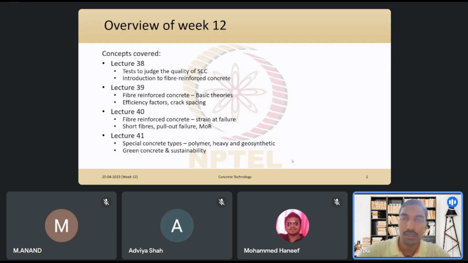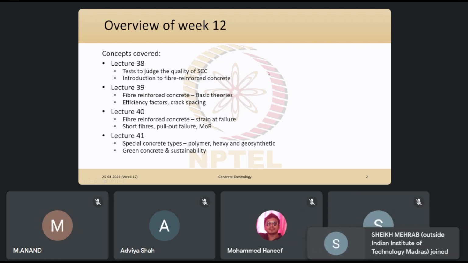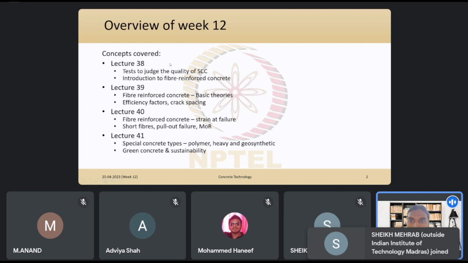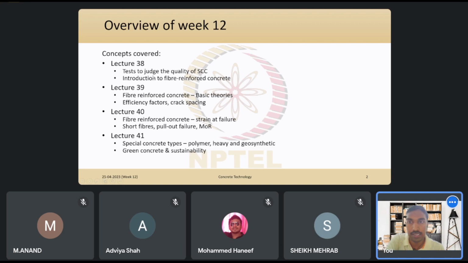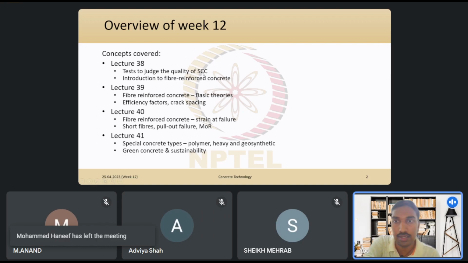Okay, so we'll start with an overview of the concepts that were covered in the lectures for week 12. This week had 4 lectures, and it was also focused on special concretes. In lecture 38, we continued with the discussion on self-compacting concrete. In particular, we were looking at different tests for judging the quality of self-compacting concrete, for flowability, workability, and so on. And then we were also introduced to fiber reinforced concrete towards the end of this lecture.